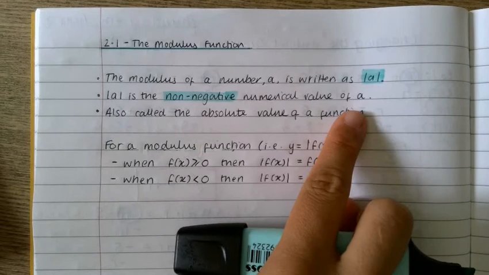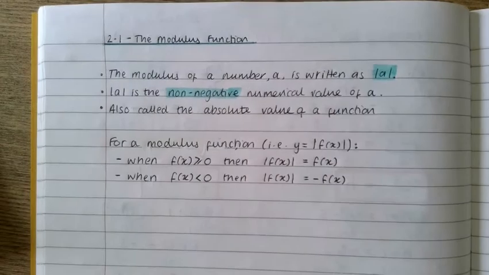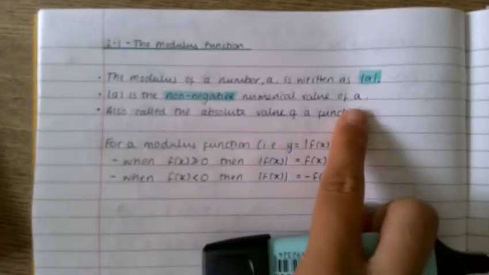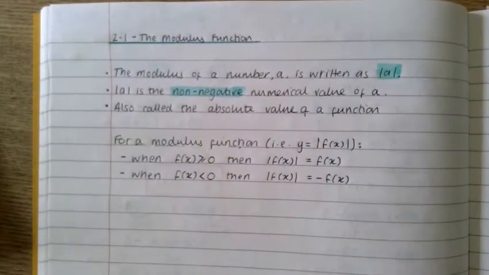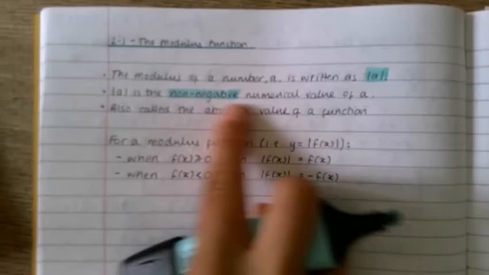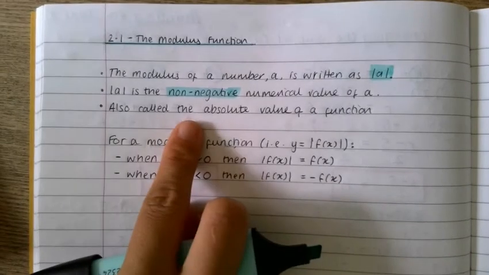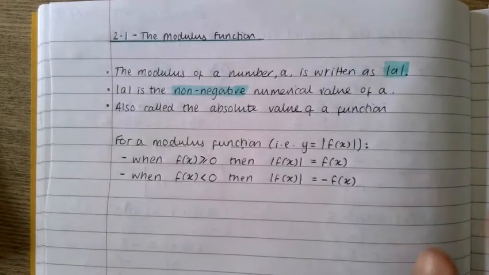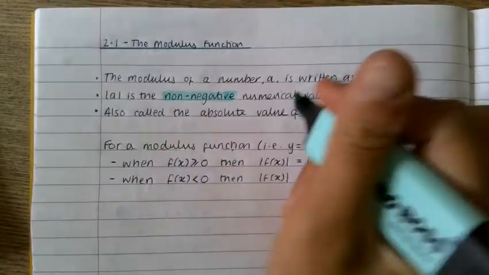So if the number a is non-negative anyway, if a is 5, then the modulus of a will also be 5, because it's the non-negative numerical value. Whereas if a was negative 5, then the modulus of a would actually be equal to 5, because it has to be non-negative. The modulus of a number is also sometimes called the absolute value of a number or a function. So just bear in mind that sometimes you'll see this term absolute value.